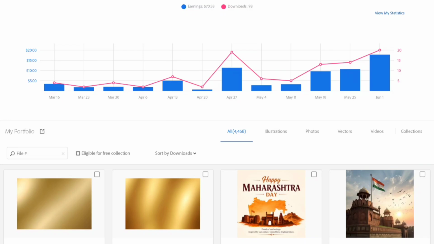Hello everyone. If you're uploading AI illustrations, vector, PNG elements, or digital designs on Adobe Stock, you have probably wondered how many files are needed to reach your $200. The answer isn't fixed because every portfolio performs differently, but we can estimate it using average download rates.